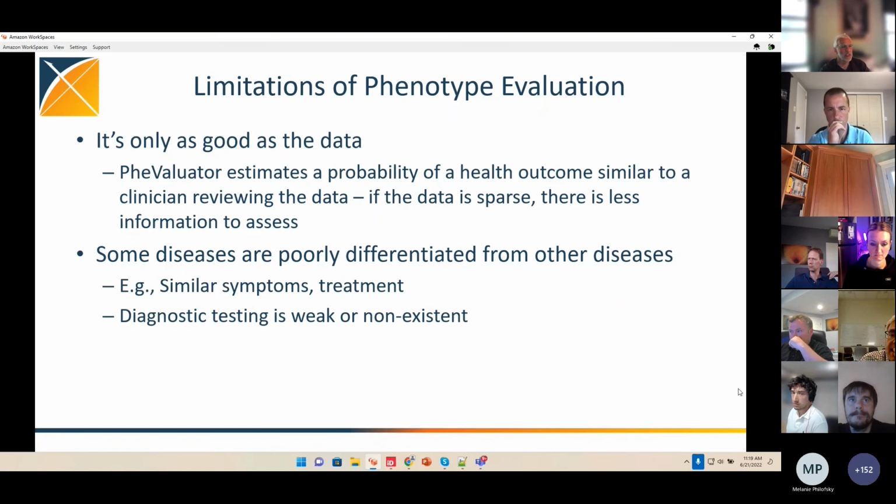Some diseases are poorly differentiated from others. Certain diseases might have similar symptoms and treatment, so that the diagnostic testing is weak or non-existent. In this case, PheValuator also might have difficulty differentiating between some diseases. Some dermatological diseases are like that. You know, psoriasis and eczema may be difficult to differentiate.